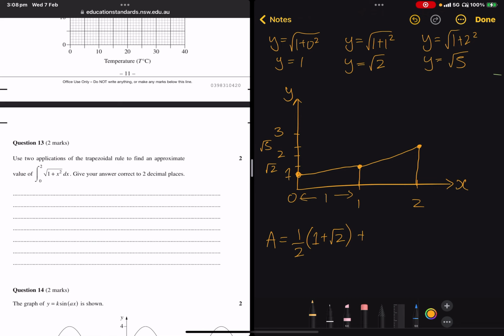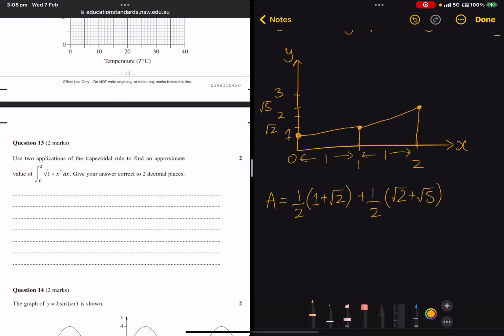The area of the second trapezium is the width, which is 1 divided by 2, times the sum of the two side lengths, which is root 2 plus root 5. And now we can put this into the calculator all together. So we have 1/2 times 1 plus the square root of 2, and then we have to add to this 1/2 times the square root of 2 plus the square root of 5.